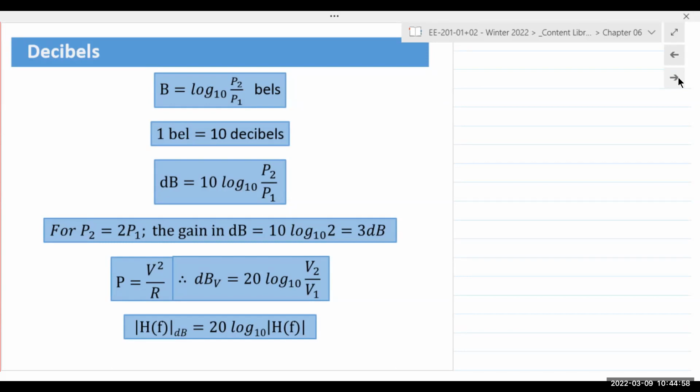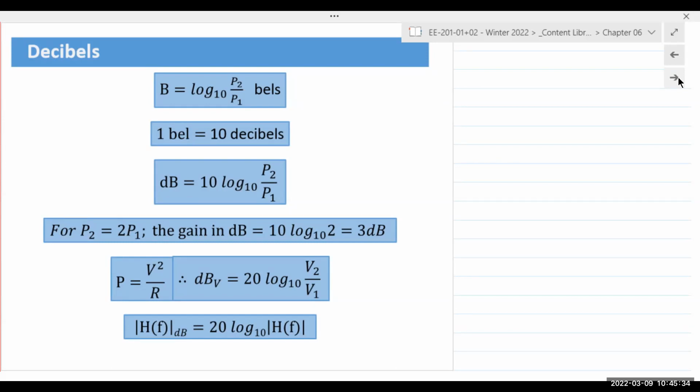Unit prefix is 10 raised to -1, 10 raised to -2, 10 raised to -3. If you remember from the first day of class, 10 raised to -1 is deci, 10 raised to -2 is centi, 10 raised to -3 is milli. So you break up 1 Bell into 10 parts, you get 1 decibel, or more commonly known as dB. Lowercase d, uppercase B. So 1 dB is used to quantify sound. It simply is 10 times log of P2 to P1.